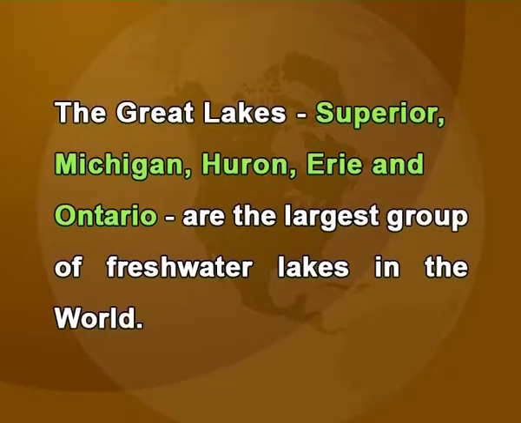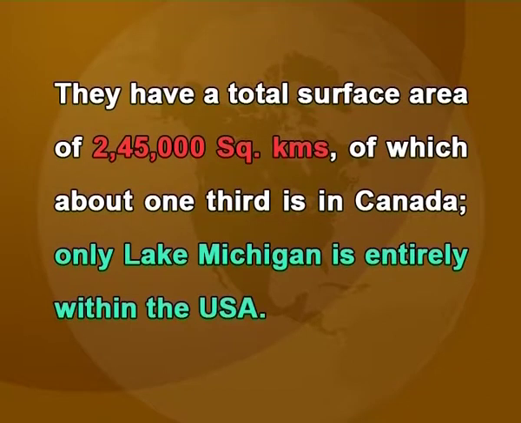The Great Lakes Superior, Michigan, Huron, Erie and Ontario are the largest group of freshwater lakes in the world. They have a total surface area of 245,000 square kilometers, of which about 1/3 is in Canada. Only Lake Michigan is entirely within the USA. Ontario is the only province, state or territory that borders all four Great Lakes that touch Canada.